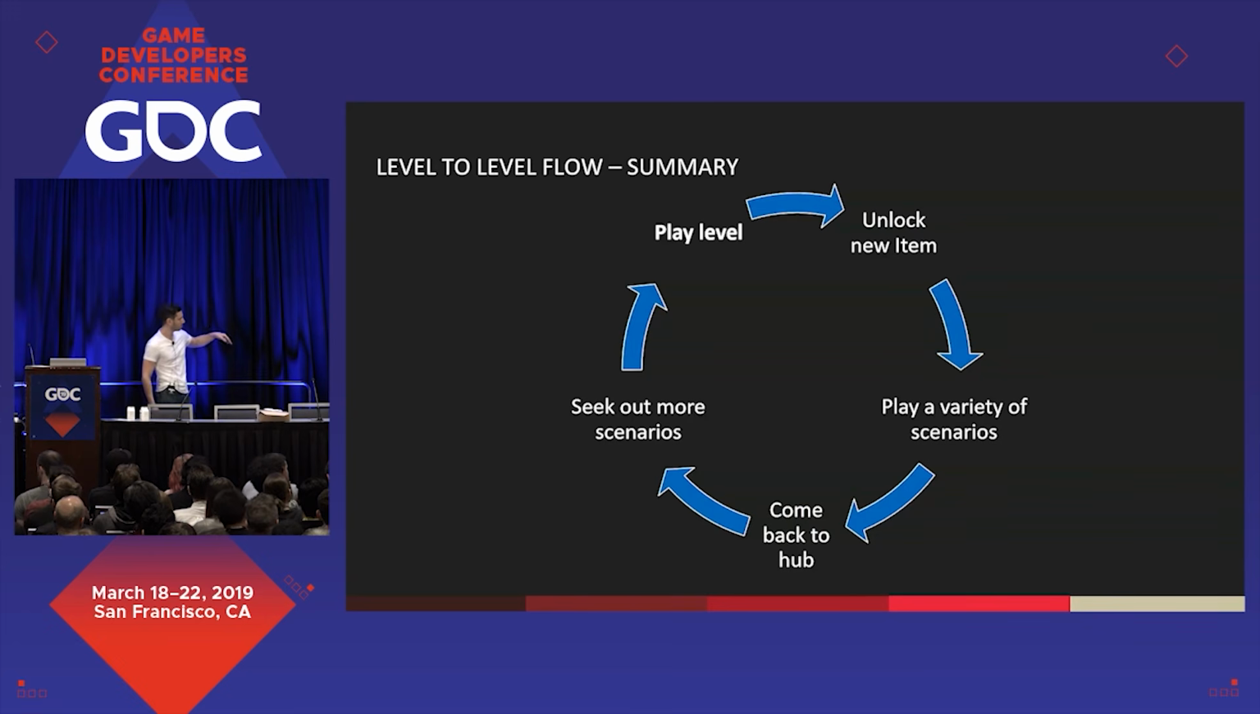You play the level, you unlock a new item, you play a variety of scenarios. When you return back to the hub, you've been taught how to use it, you've been made the convincing promise of interesting gameplay. You can seek out more of those on your own if you like those types of scenarios, which most players did, especially in terms of the shock arrows. And then when you're ready, you can start returning back to the next level.